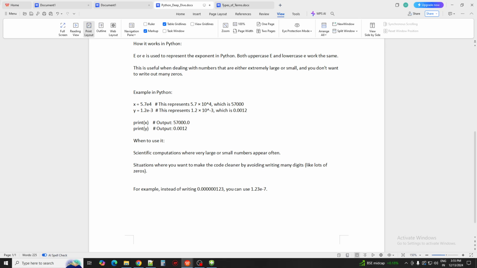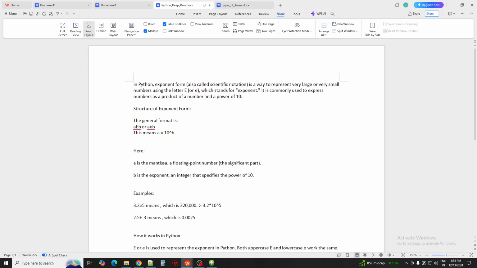If we have to represent a power in negative terms, we are also able to represent it using this e notation. For example, 1.2e-3 represents 1.2 into 10 to the power minus 3. So if we have to represent a very small value or a very large value in a scientific way, we use this letter E or small e.